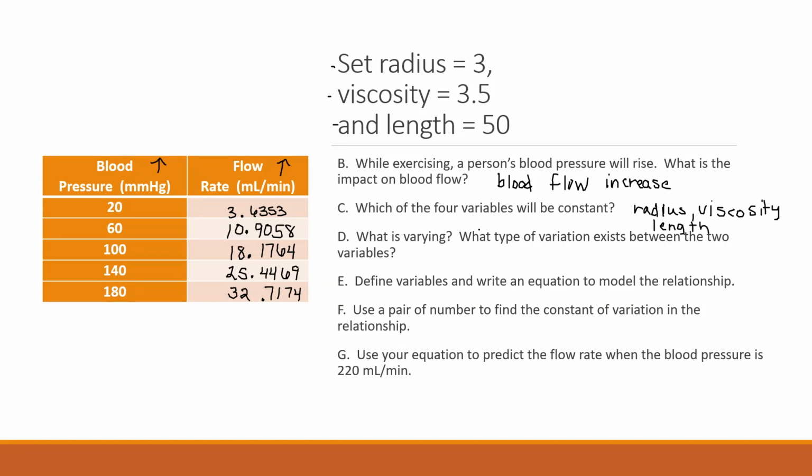And then what is varying? The things that are varying are the blood pressure and the blood flow. And I know those are varying because we put in a variety of numbers, we got a variety of answers. Then it asks what type of variation exists between the two variables. Well, we had looked at that: when things are directly proportional, they will both get bigger, and that is exactly what has happened here. So we have something that is directly proportional.